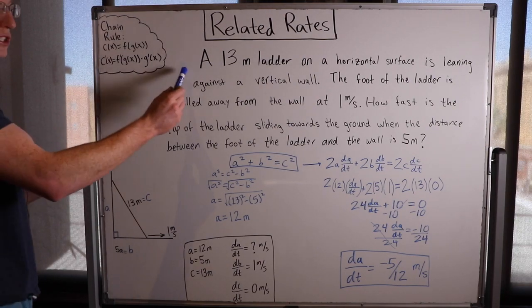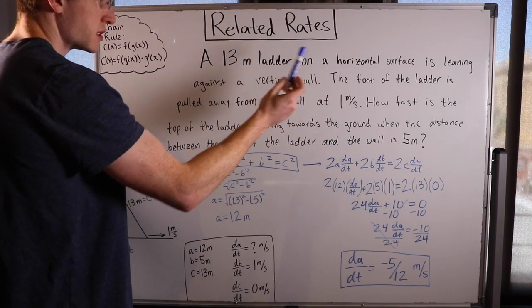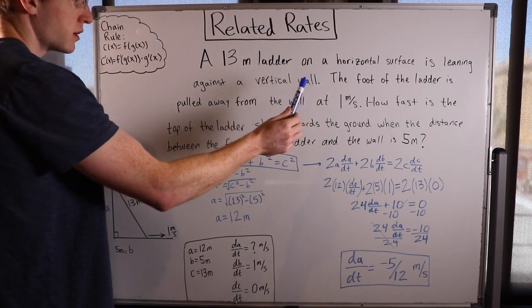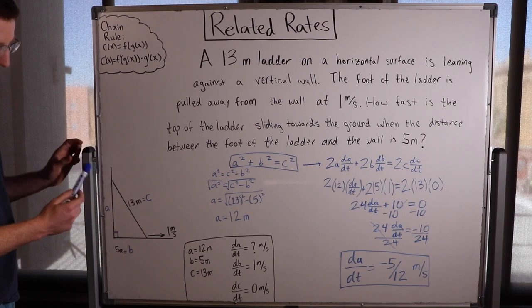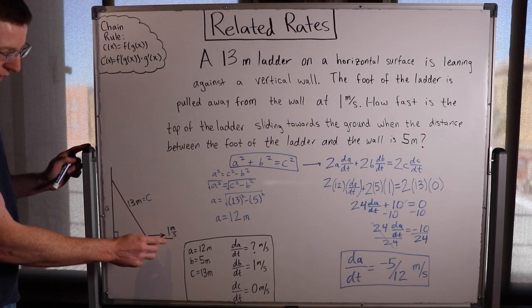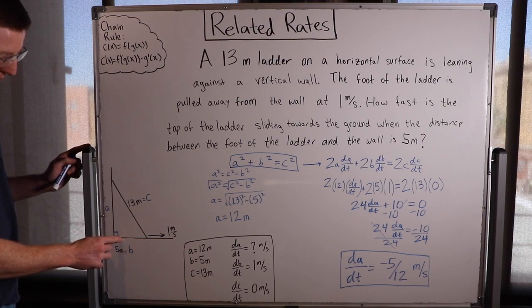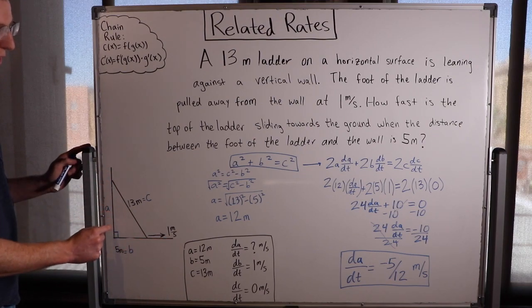So this says a 13-meter ladder on a horizontal surface is leaning against a vertical wall. So I've drawn a little diagram of that down here where my diagonal line is the ladder. You can see that's my ladder. And then here's this horizontal surface, and then here's the vertical wall over here.